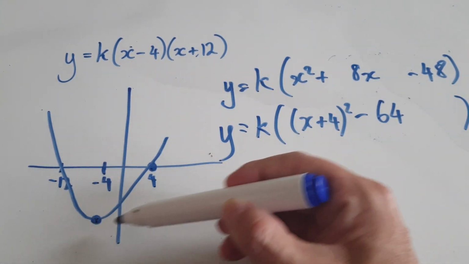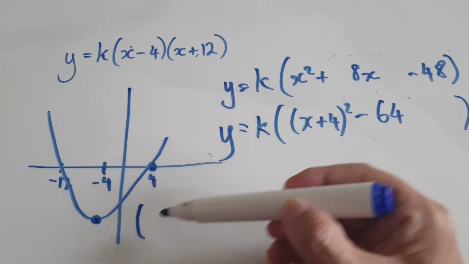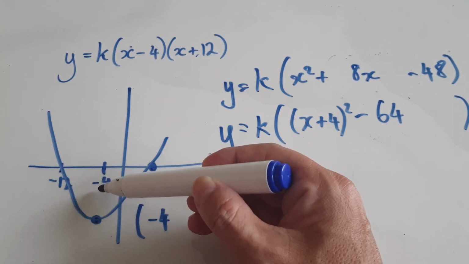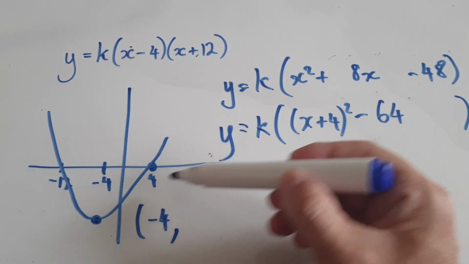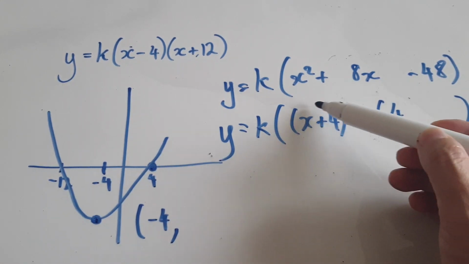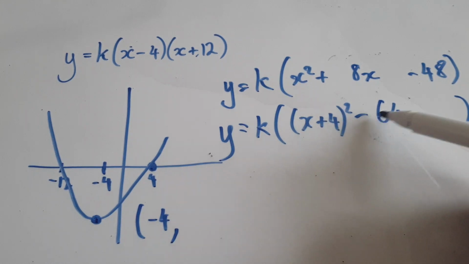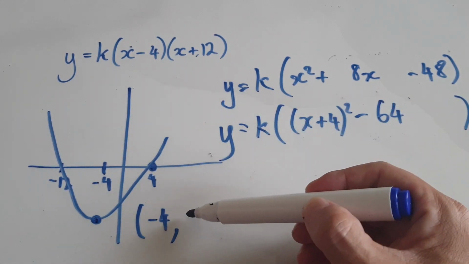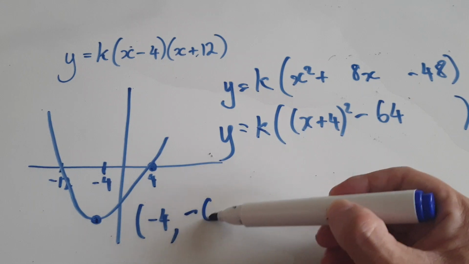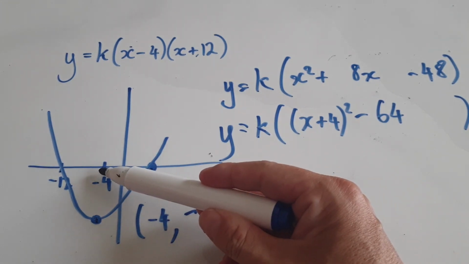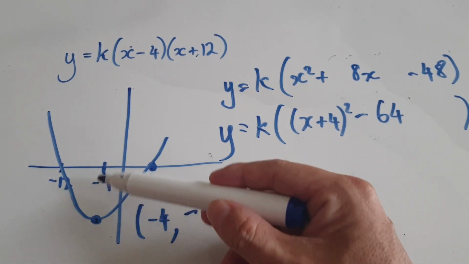So the coordinates for the vertex will be negative 4 across, because it's directly below the negative 4, comma. Now, if you want to find this location, put the negative 4 into here. Negative 4 plus 4 would be 0. Square it, it would be 0. Take away 64. The whole thing here would be negative 64, but then you have to times k. So the answer here would be negative 64k. So the location of the vertex will be negative 4 across and negative 64k down. Okay?